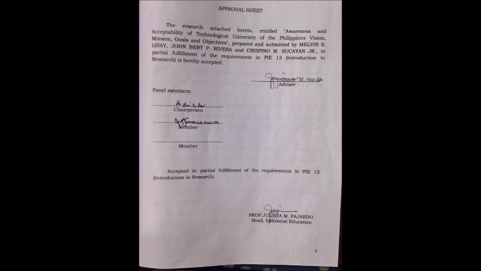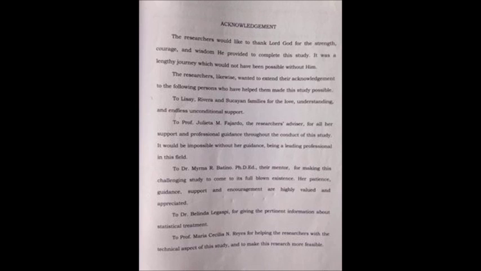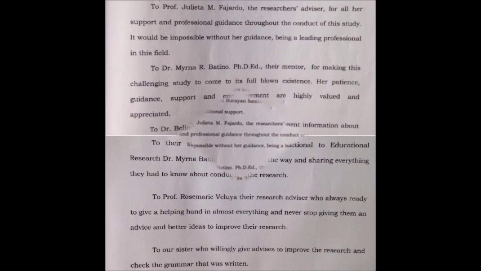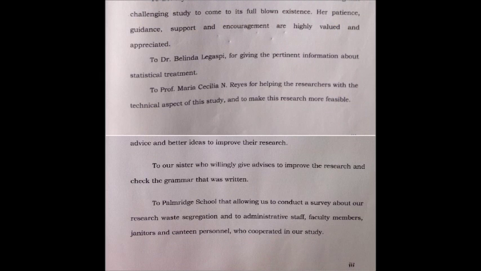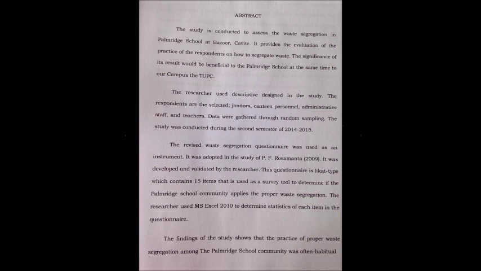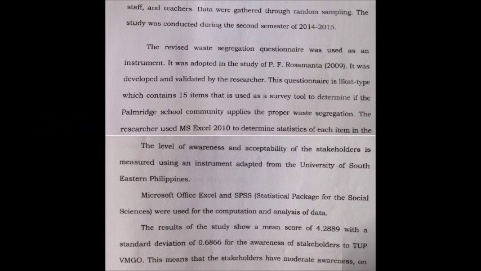For the approval sheet, only the signatures of the advisor and panel members were shown on the first research, while the complete names of the advisor and panel members with signatures were indicated on the second research. In the acknowledgement part, the BSIE group gives thanks to God, their families, 5 professors of TUPC, respondents, and classmates, while the BTTE group mentioned the following: God, parents, professor, advisor, sister, Palm Ridge school staff and personnel, and classmates.